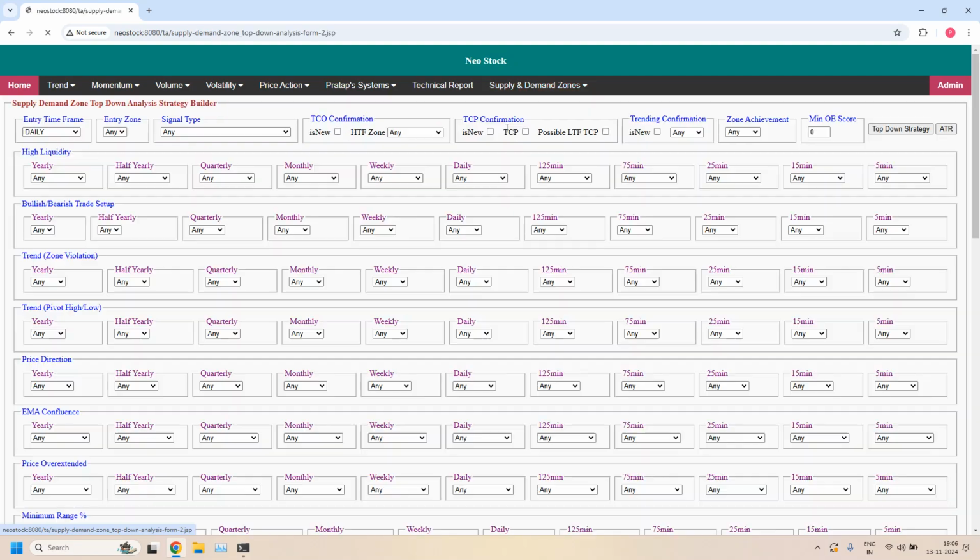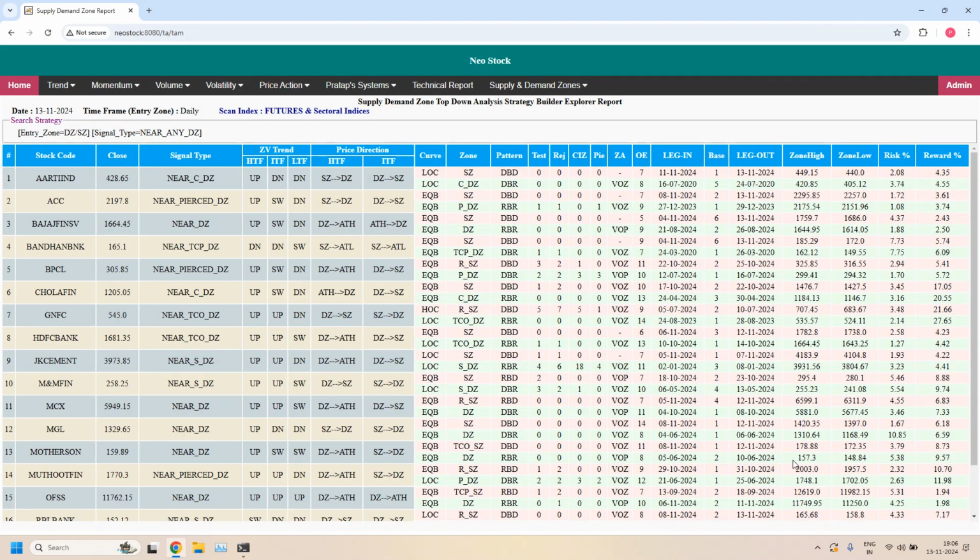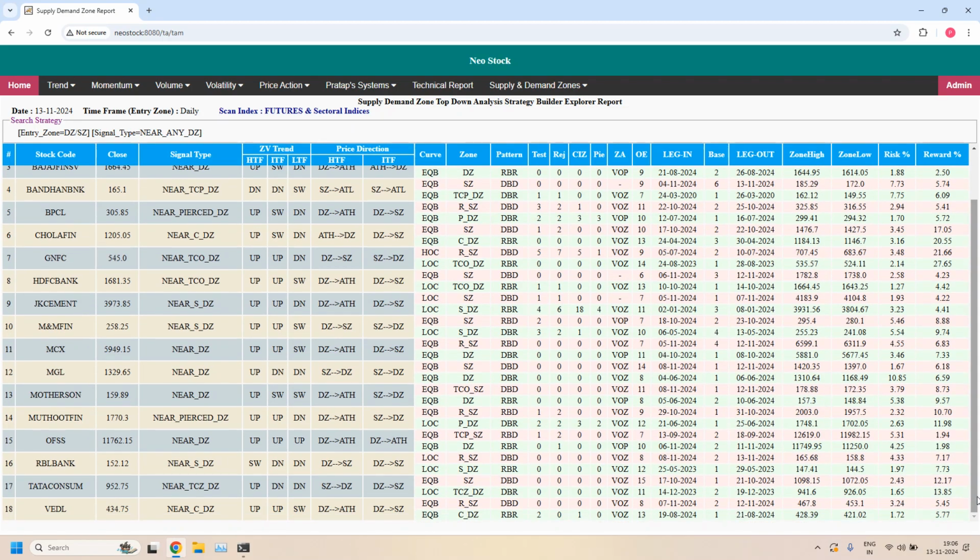Okay, next time frame is daily. Entry time frame daily. Let us find the stocks near daily demand zone. So these are the first 15 stocks. I am scrolling the list down. So total 18 stocks are filtered.